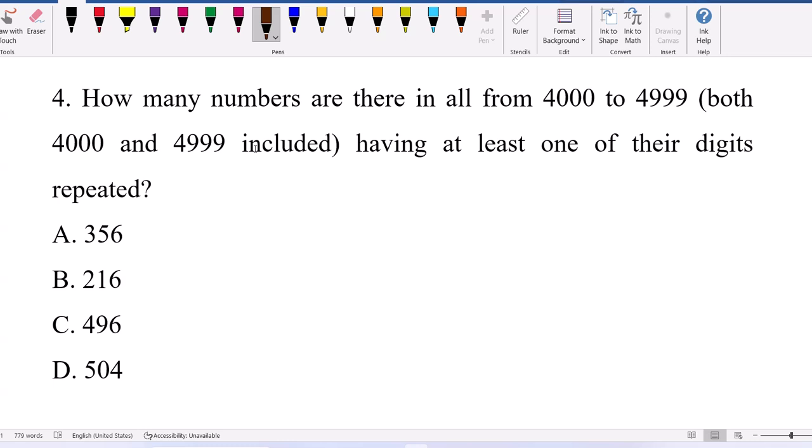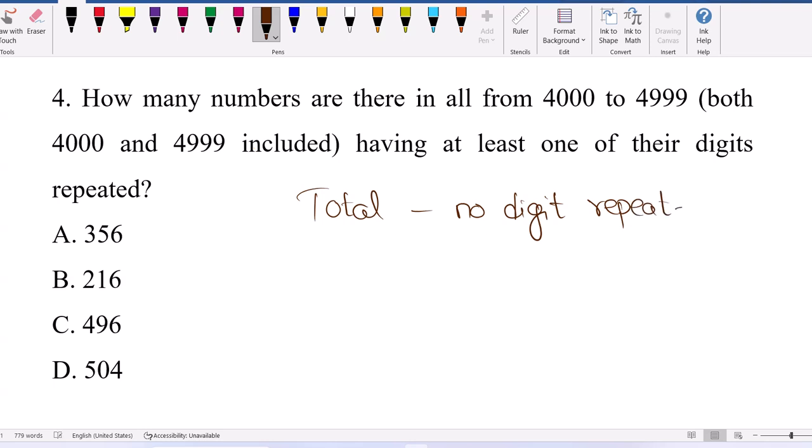1 digit repeat means it can be 1, 1, 2 or 2, 2, 3. 2 digits repeating means, for example, double 4, double 5, where 4 and 5 are repeated. Repeated means again and again it's coming, right? So instead of doing that, I'll suggest again: total minus no digit repeated. At least means minimum. Minimum one should repeat. You can do total minus no digit repeat.